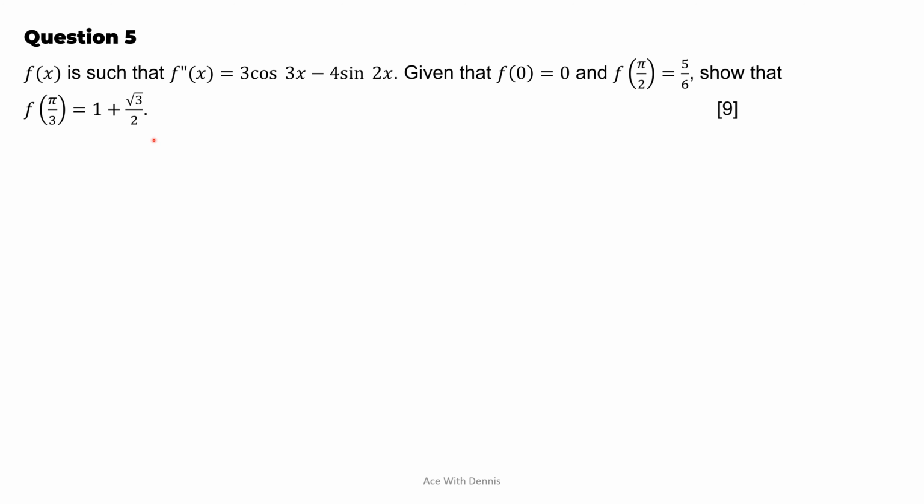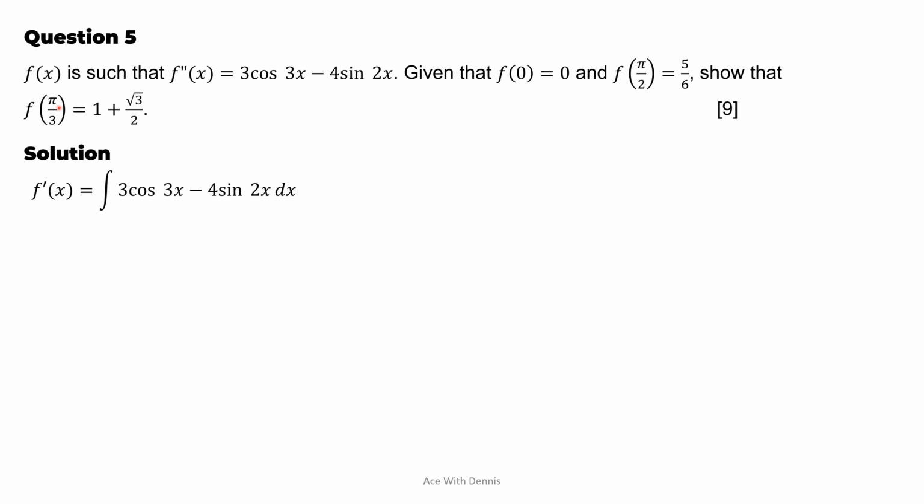Alright, before I show you the solution, look at the equation given. f''(x) equals this, and we have f(0) and f(π/2), so obviously we have to get f(x) from f''(x), which means that we will have to integrate f''(x) two times. Okay, now let's see the solution.